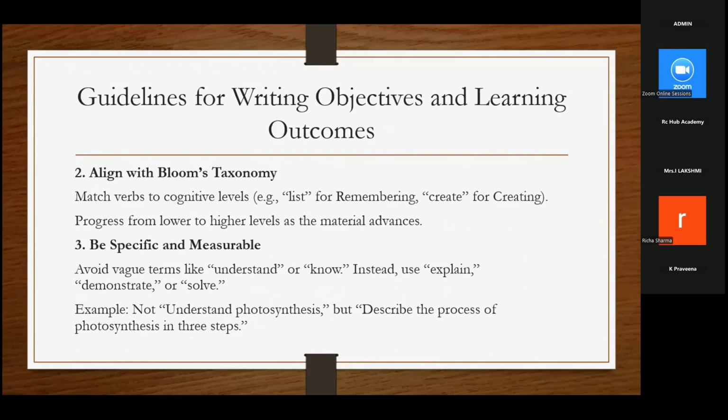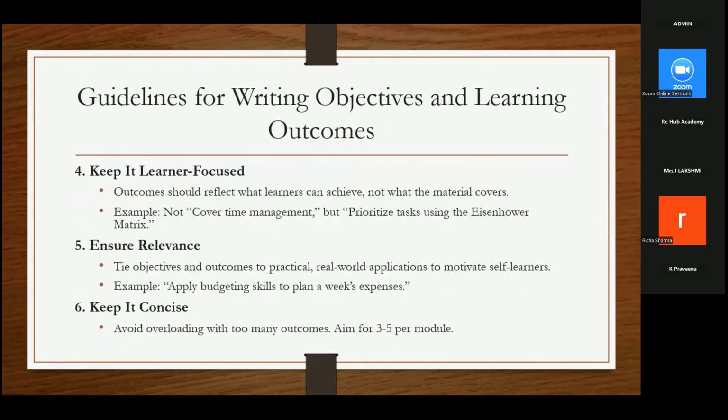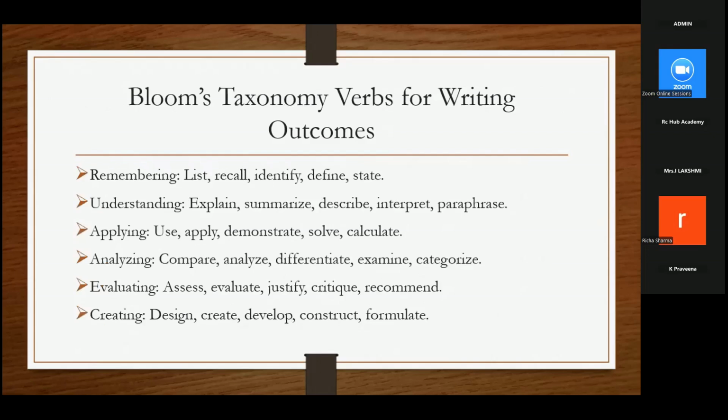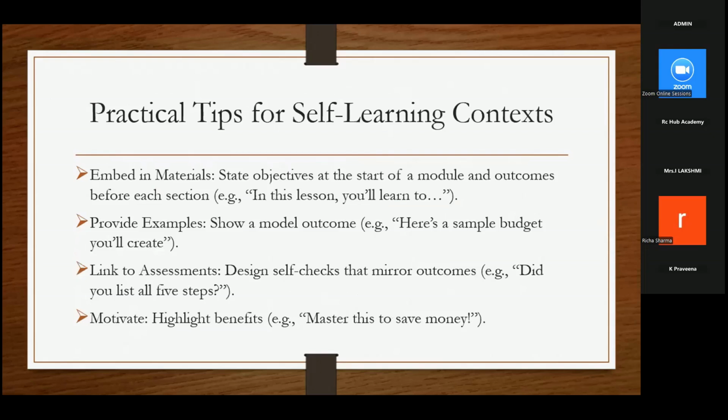And specific and measurable: understand, and how can it be demonstrated. So these are the third points here. And learner focus: it should be learner-focused, ensure relevance, and keep it concise. And you can see here Bloom's taxonomy, as I said, for understanding, the keywords we can use here, list and understand, and outcomes. After completing my course material, they have to go for an outcome. So this all comes under Bloom's taxonomy.